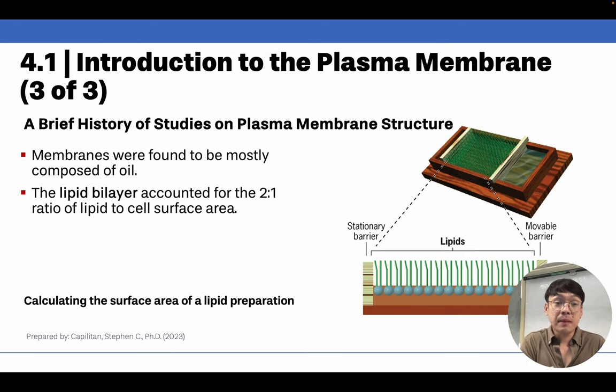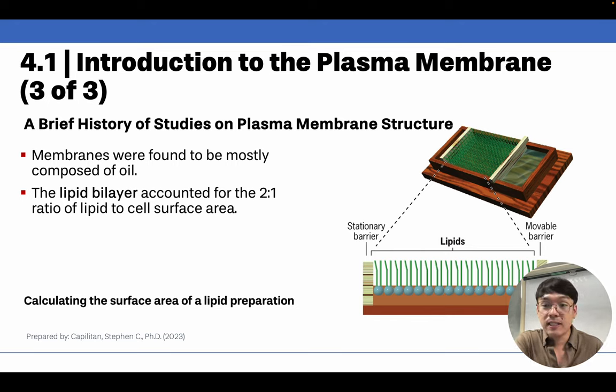So the plasma membrane, remember that it's composed of a lipid bilayer. And you will see in this photo, we have the stationary barrier and the movable barrier. So we calculate the surface area of the lipid. When a sample of phospholipids is dissolved in an organic solvent, such as hexane, the phospholipid molecules form a layer over the water that is a single molecule thick, and we call it a monomolecular layer. The molecules in this layer are oriented with their hydrophilic groups bonded to the surface of the water and their hydrophobic chains directed to the air.